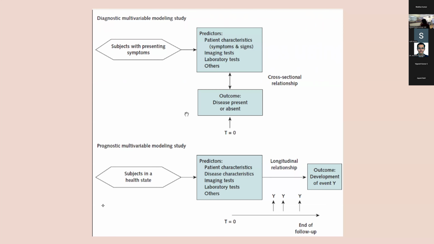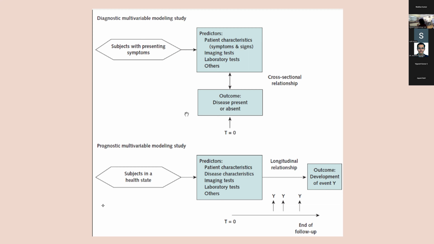So far we have been looking at what prediction models are. In medicine as such, there is diagnosis prediction and prognosis prediction. For example, patients are presenting with symptoms. There are numerous predictors. There are clinical symptoms and signs, imaging tests, and laboratory tests as well. And with all of this, you'll have the outcome, whether the disease is present or absent. This is one way of seeing the prediction of diagnosis.